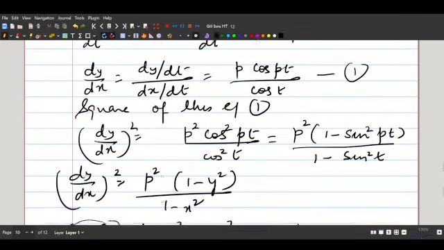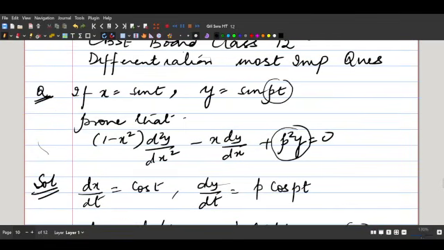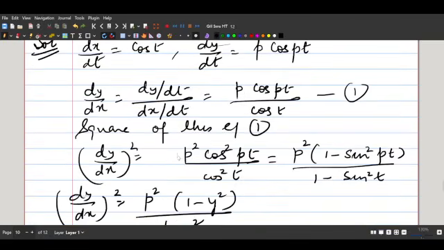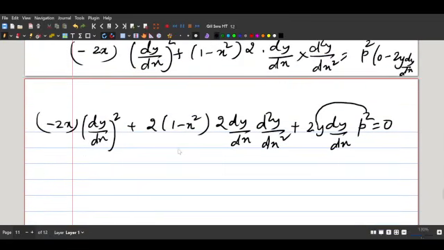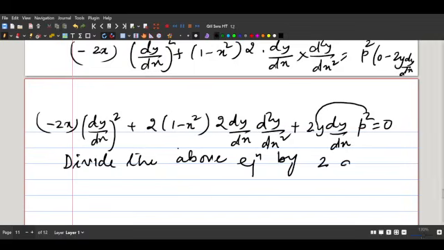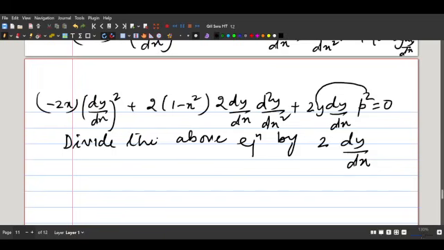The rest of the things, are we getting the same? We should have 1 minus x square d square y upon dx square. So again from here we can see that it has to get divided by what? 2 dy into dx. So divide the whole equation, the above equation, by 2 times dy by dx so that we get the required result.